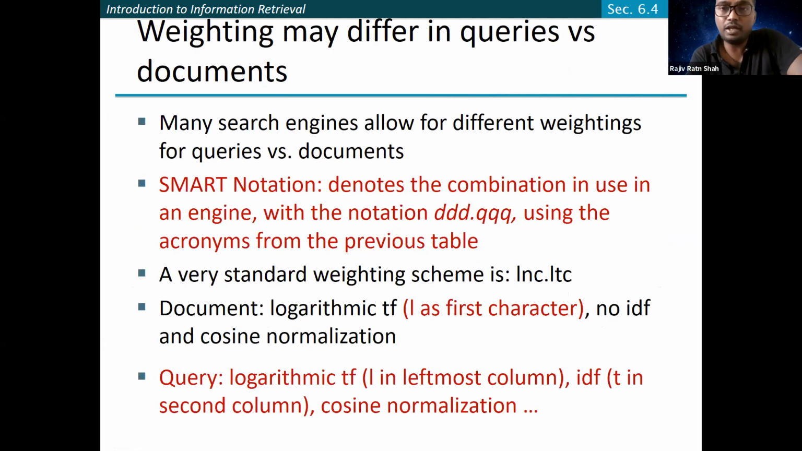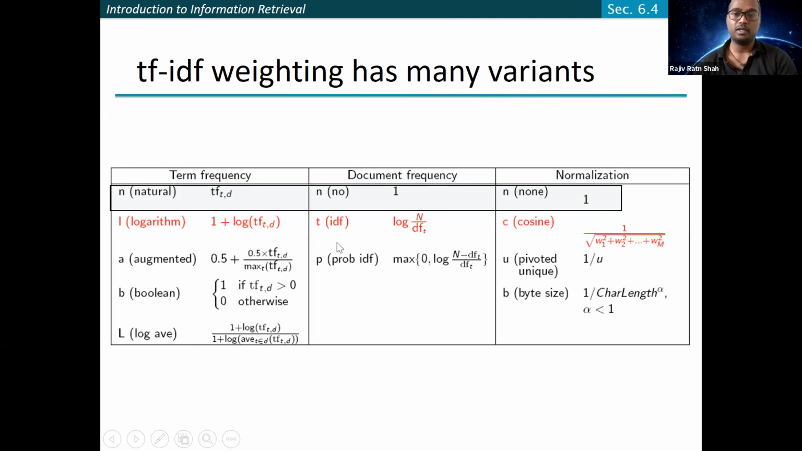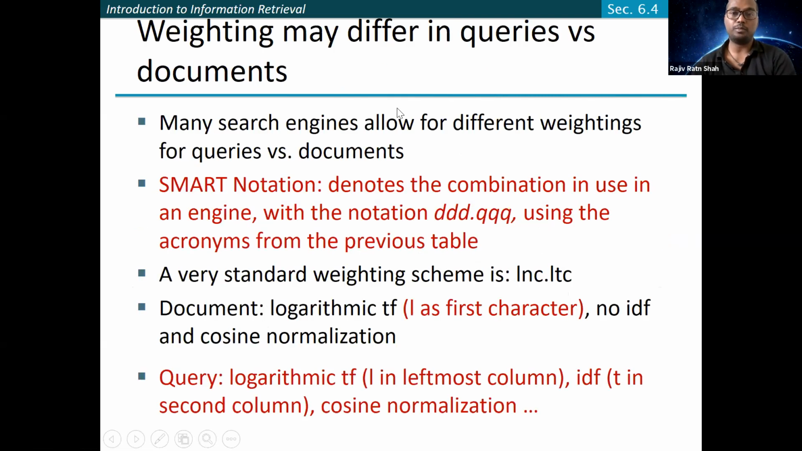Weighting may differ in queries versus documents. It is not necessary that you follow exactly the same weighting for both queries and documents. Many search engines allow different weighting for queries and documents. One smart notation that can be utilized denotes the combination used in an engine as DDD.QQQ, where D refers to the document and Q refers to the query, using the acronyms from the previous table.